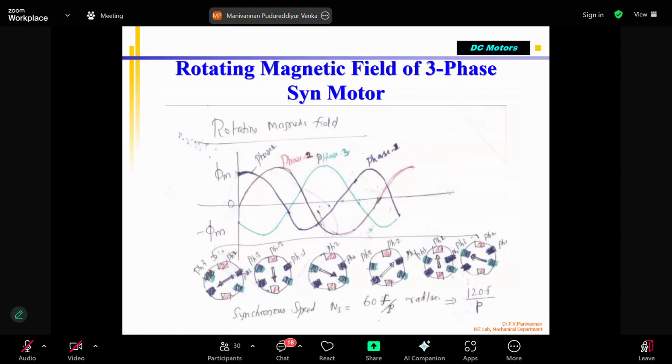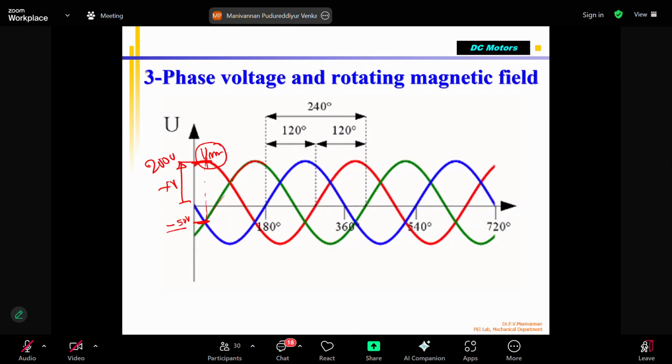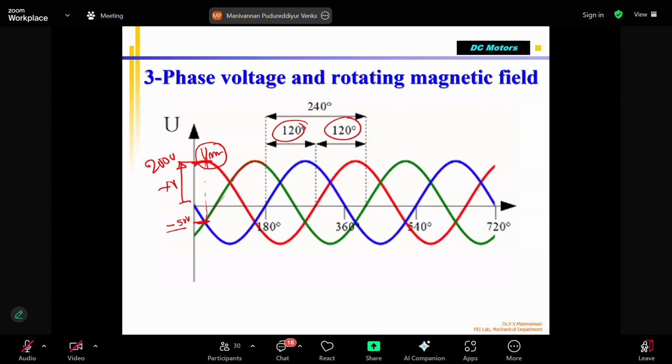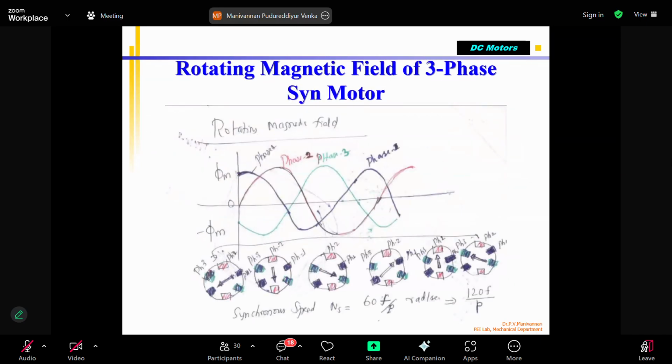So how does the rotating magnetic field work? I applied a three-phase voltage, with each voltage 120 degrees apart, and this is given to the three-phase coil of the stator, and the stator creates a rotating magnetic field. Correct? That's what I mentioned as phi m, the magnetic field. You can see at the bottom this is nothing but my rotor. Correct? The rotor has north and south poles. The arrowhead is north, the other end is south.